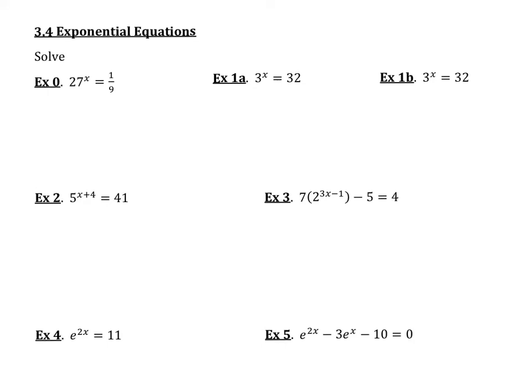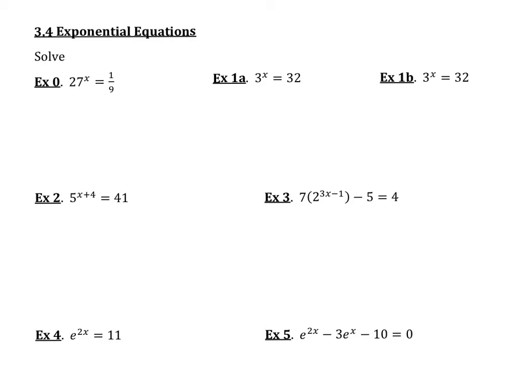In section 3.4, we are going to solve exponential and logarithmic equations, but for today, we're just going to start with exponential equations. Okay, so for the first example, actually the 0th example, because it's using the one-to-one property, 27 to the x equals 1/9. If it's possible to write them with the same base, that's always the most efficient way to do it and the easiest way to get an exact answer.